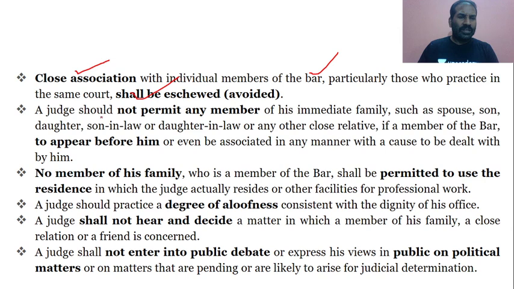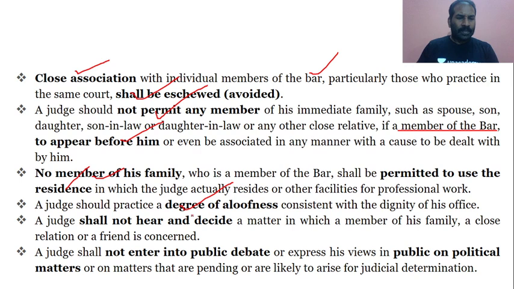And then the next one is the judge should not permit any member of his family who is a member of the bar association to appear before him. The next one is, no member of his family shall be permitted to use his residence. The next one is, the judge should practice a degree of aloofness. This is the sixth one which we looked at while we were discussing the article.